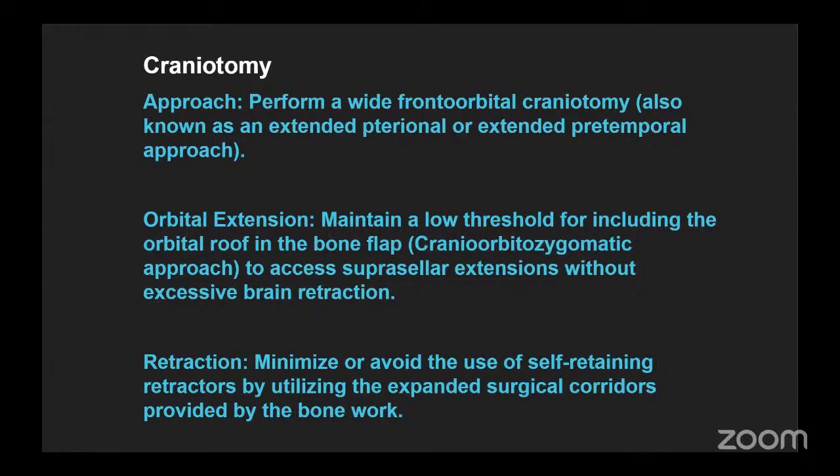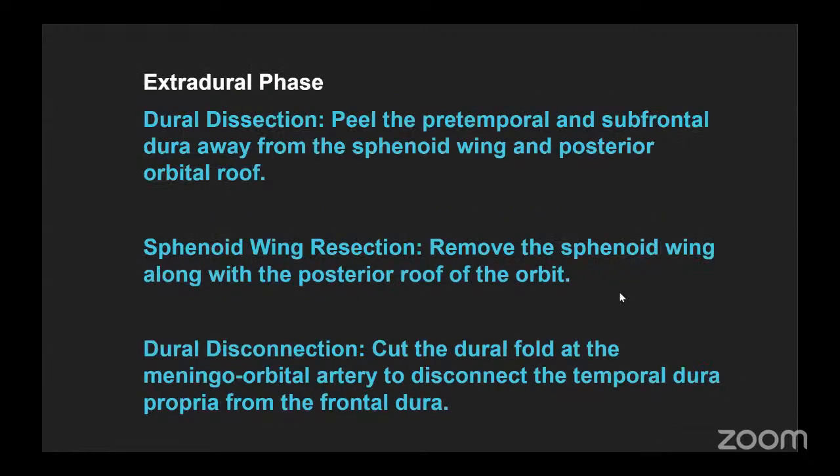And yes, in all the extradural work we do, the goal is to minimize the use of retraction. So then we have the dural dissection. We gently peel away the temporal dura and the subfrontal dura away from the sphenoid wing and the posterior orbital roof. Then we do the sphenoid wing resection.